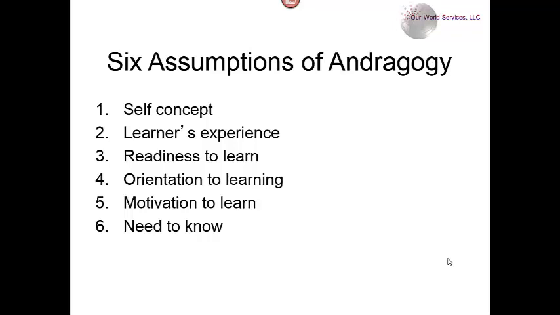The six assumptions are: adult learners have a self-concept. They like learning from their own experience. They are ready to learn. They wouldn't have walked into your classroom if they weren't ready to learn. They have an orientation to learning. They have a motivation to learn, and they need to know.